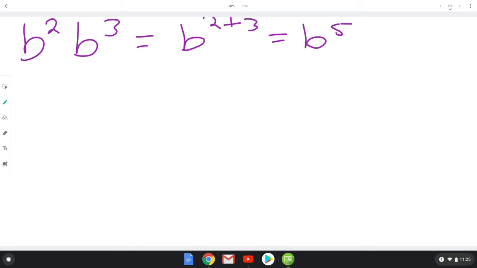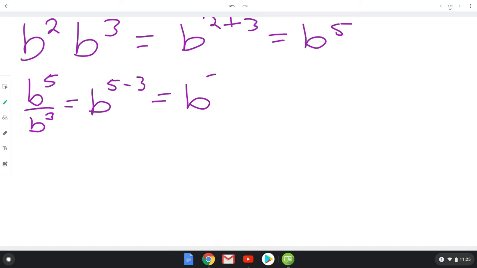Along with that, we've talked about if we have two things with the same base that are being divided, right? That's a 3, I don't know if you can tell. Then we're going to subtract the exponents. If we have two things with the same base that are being divided, we can subtract the exponents. This is our division property of exponents. So these are the two really big ones that we've talked about.